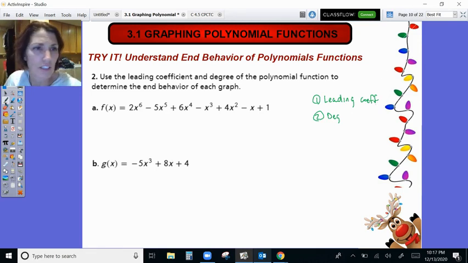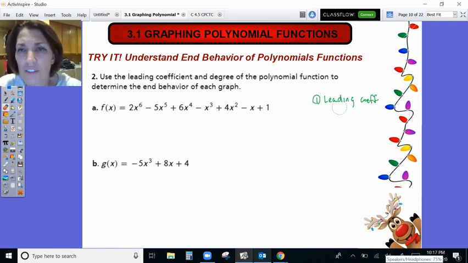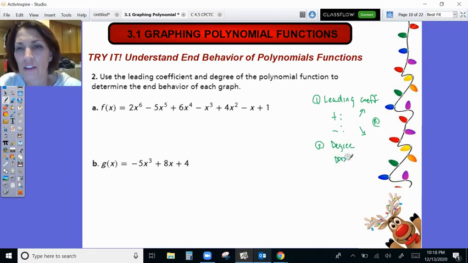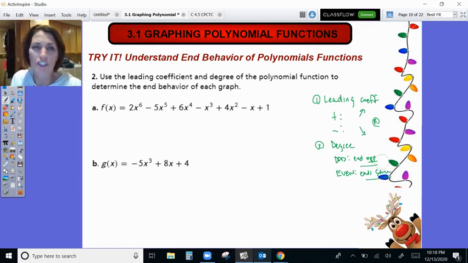Let's do this. I'm going to give you a little bit of a hint even. Okay? So I'm going to look at the leading coefficient. If it's positive, it's going to be going up on the right-hand side. If it's negative, it's going to be going down on the right-hand side. Then I'm going to be looking at the degree. Okay? If the degree is odd, that means that my ends are doing opposite things. Ends are opposite. If it's even, my ends are the same. Okay? So that's kind of a little cheat sheet for you.